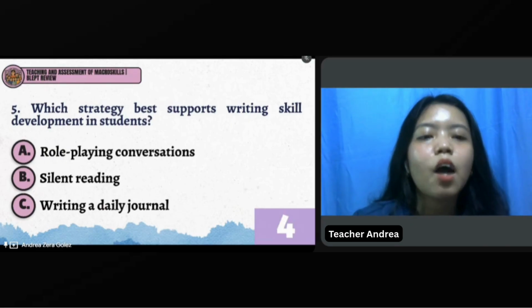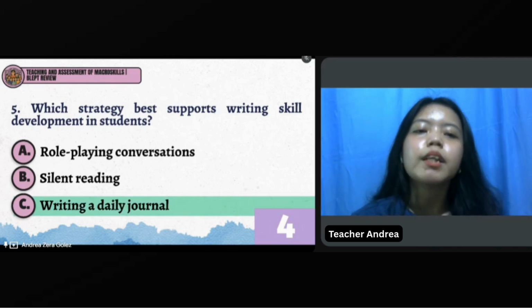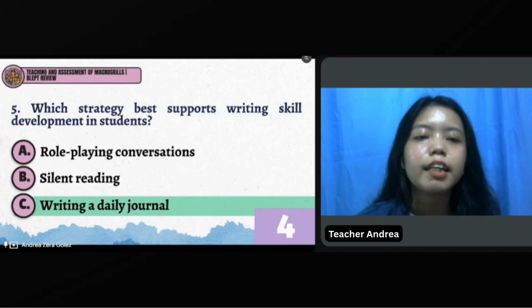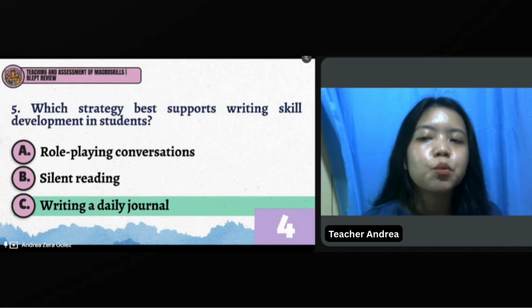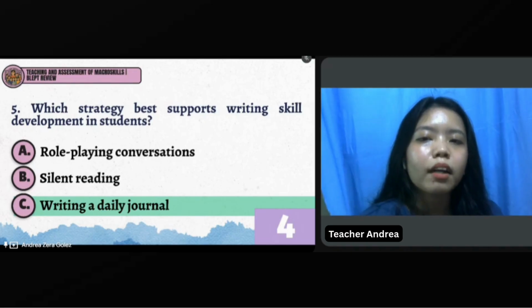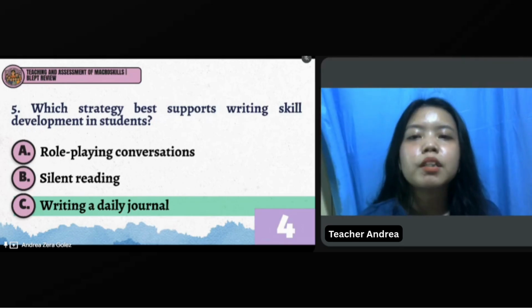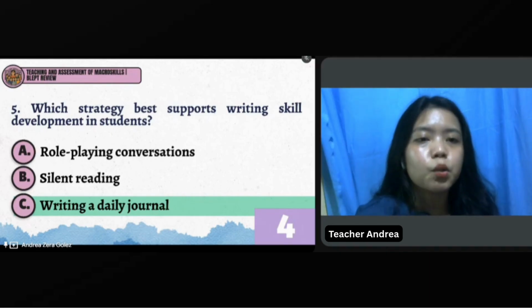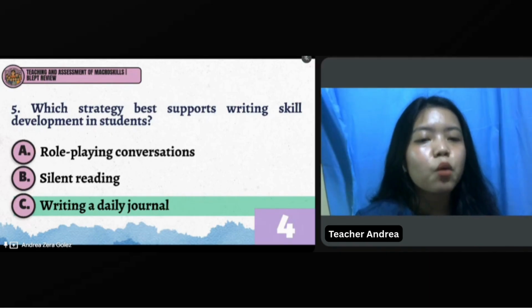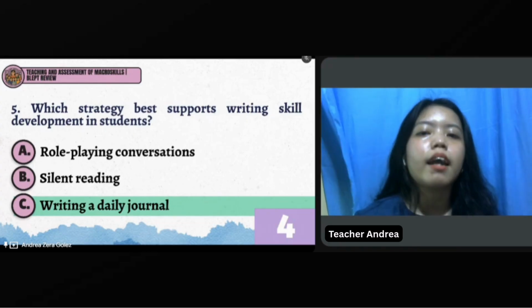Alright, now let's see if your answer is correct. Okay, so in here, the correct answer is writing a daily journal. In this way, we can actually see what activity best supports writing skill development in students. So in this way, we can see the students' strategy when it comes to writing, what are the things in their vocabulary, and so on.